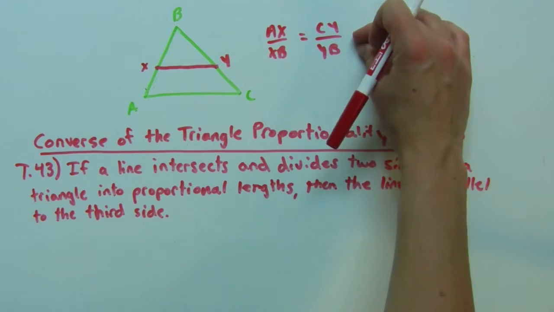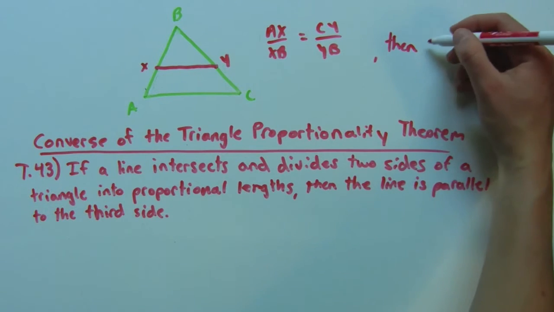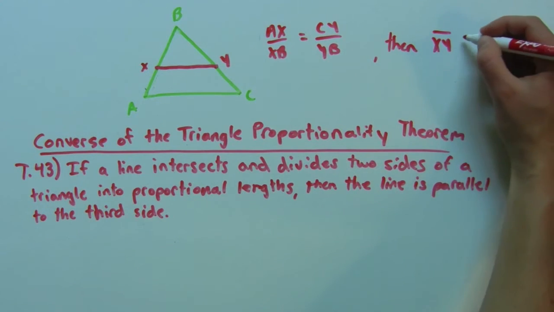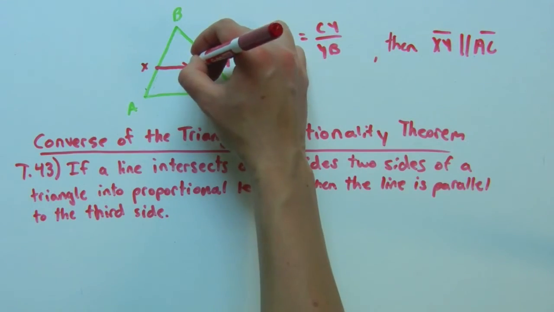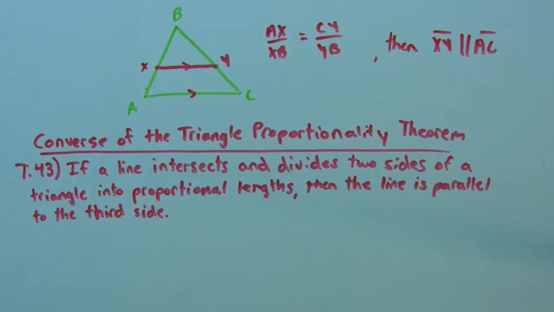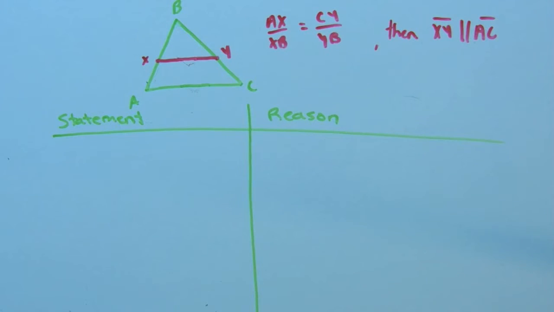So if this is true, then XY is parallel to AC. Let's go ahead and prove T43. Like with all proofs, we're going to start with our given.